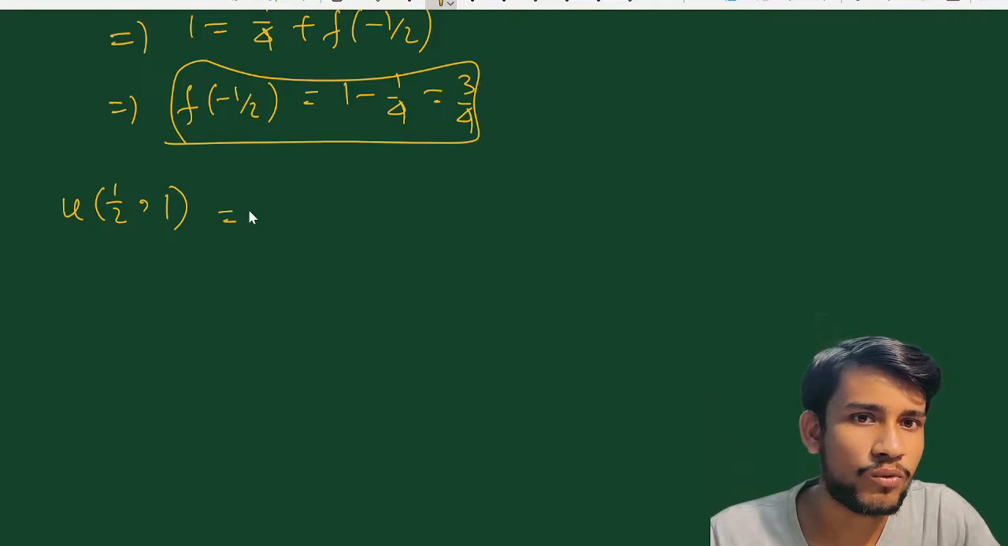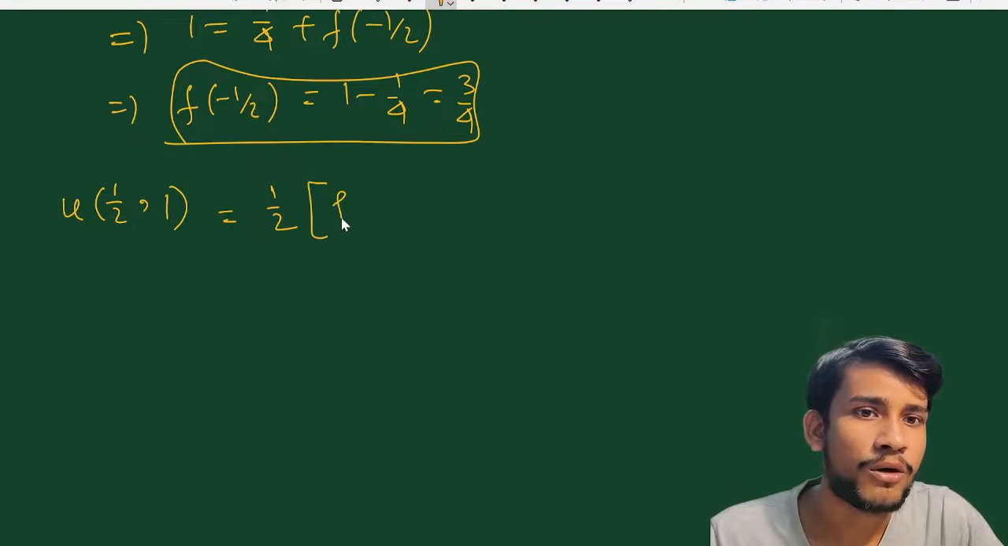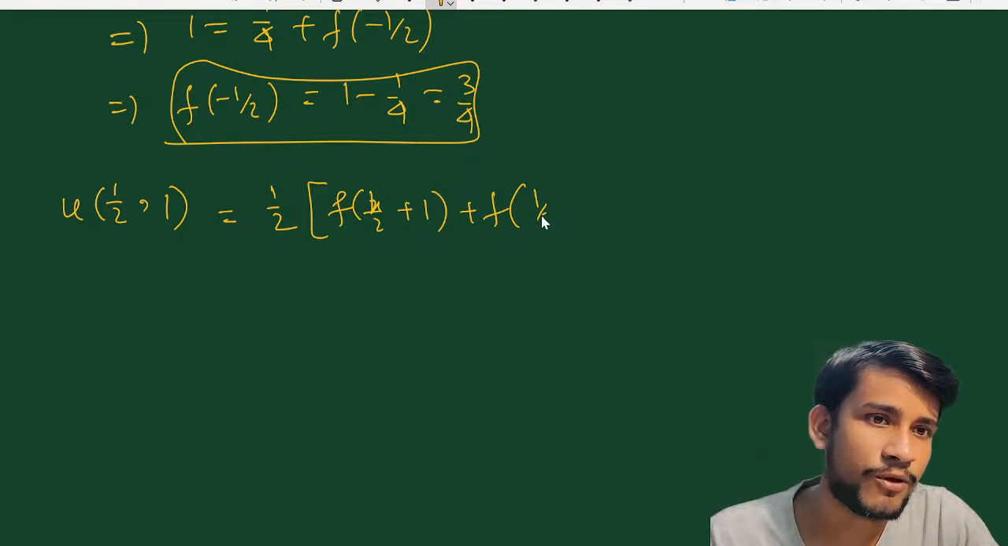Now u(1/2, 1) this is equal to half of f(1/2 + 1) plus f(1/2 - 1).